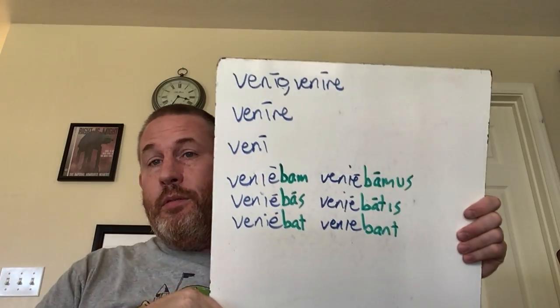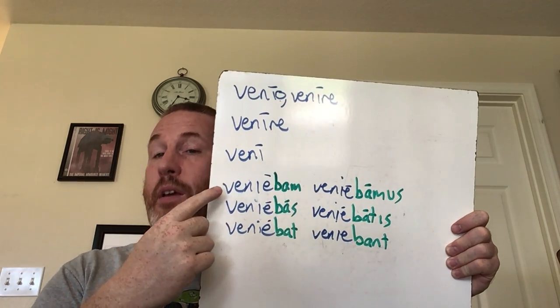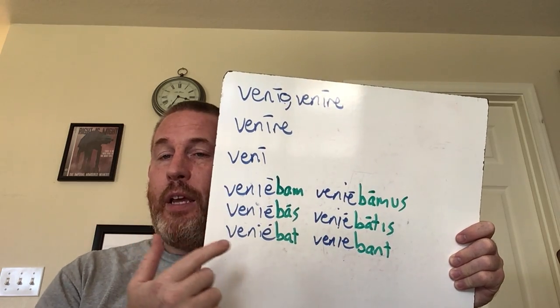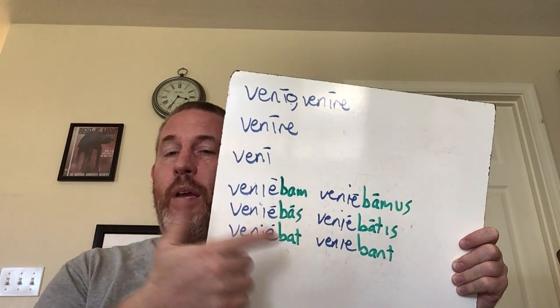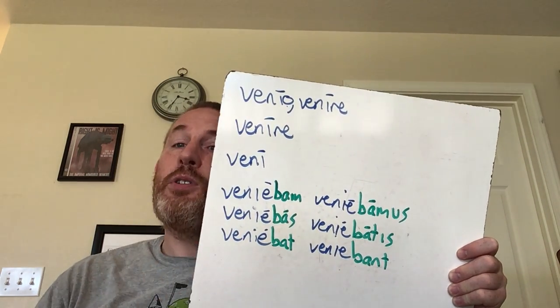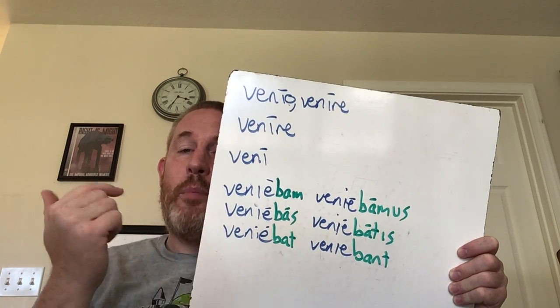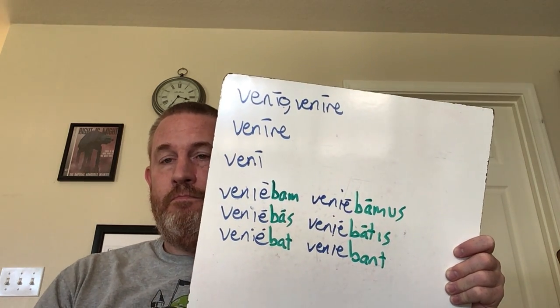Fourth conjugation. Venio, venire. Step 1, take your infinitive. Step 2, knock off the re. Step 3, you've got to make sure you add on that ie to replace the i, right? So venie, venie, venie. So veniebam, veniebas, veniebat, veniebamus, veniebatis, veniebant, right? Because you add on the personal endings. I was coming, you were coming, he, she, it was coming, we were coming, y'all were coming, they were coming.